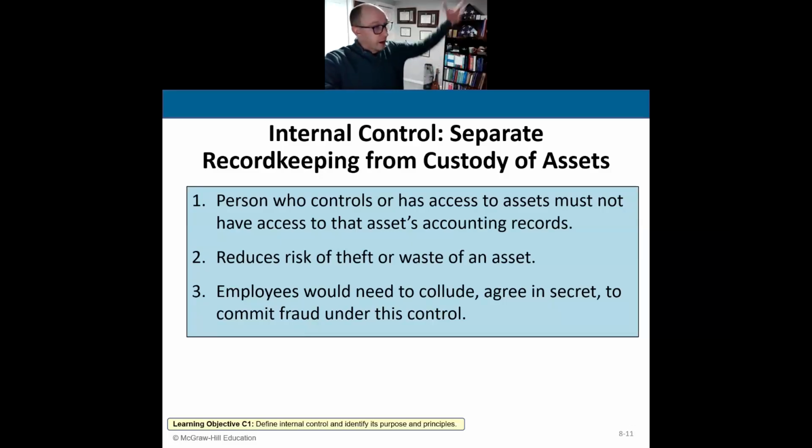And of course, all the records roll up to the accounting office. Yeah, that's the idea here. Reduces any risk of theft or waste. That's the idea.